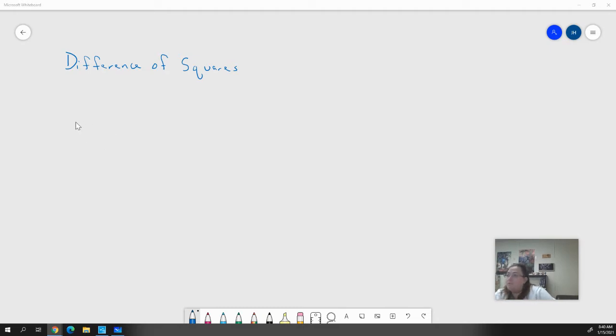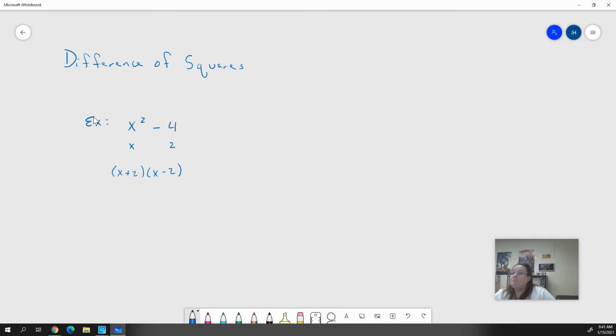So, for example, if I have x squared, which is a perfect square, x times x, minus 4, which is a perfect square, 2 times 2, I can take the square root of this, which is x, and the square root of this, which is 2, right? 2 times 2 equals 4, x times x equals x squared. And I can break up my factors to be x plus 2 times x minus 2. This will work absolutely every time that you have a perfect square minus another perfect square.